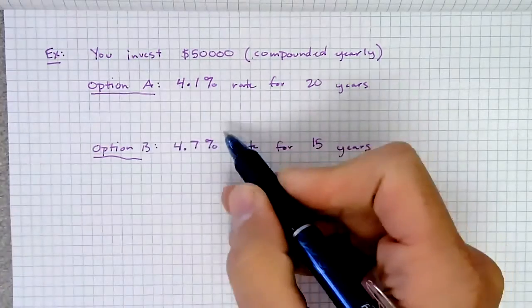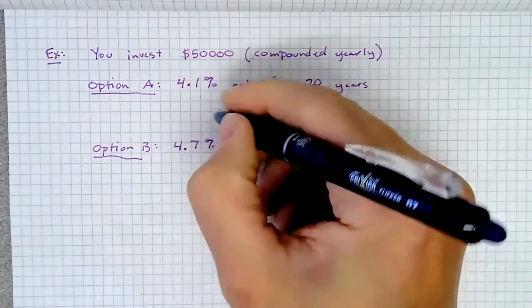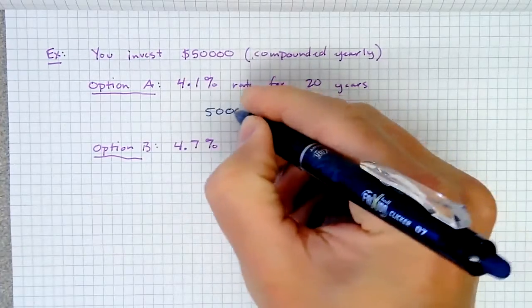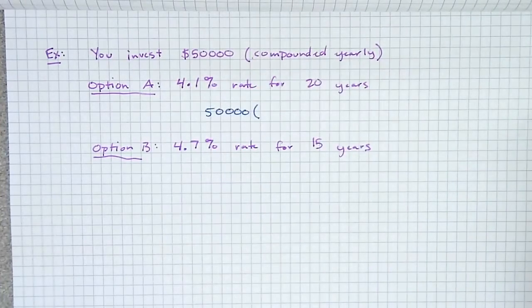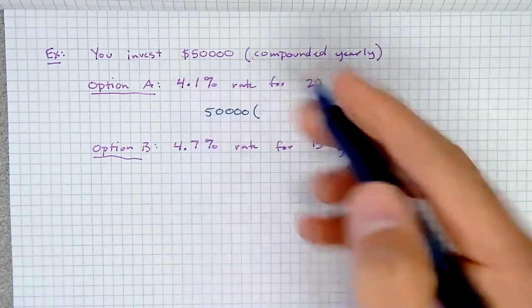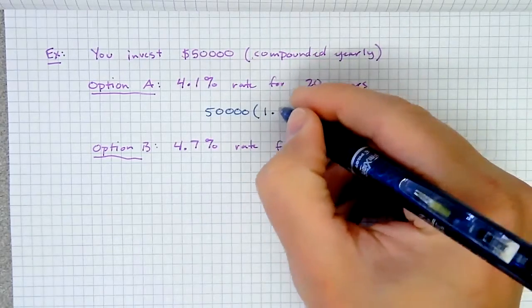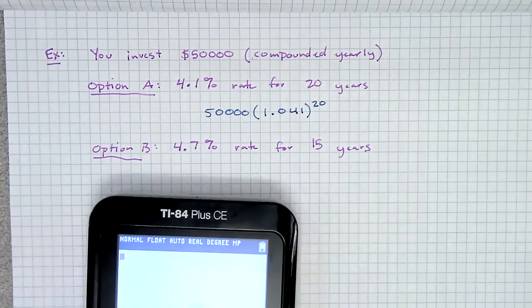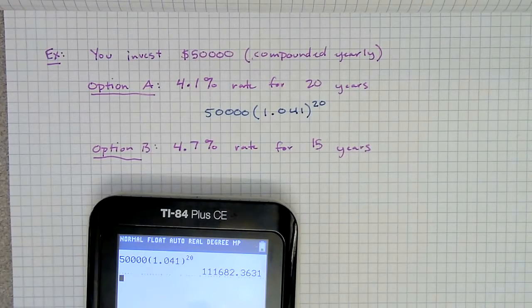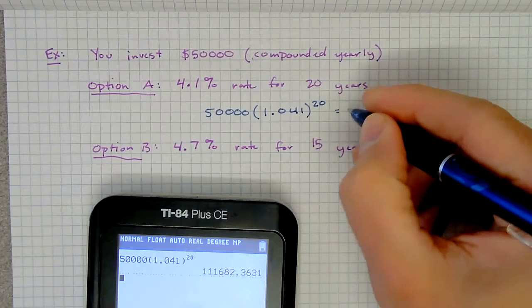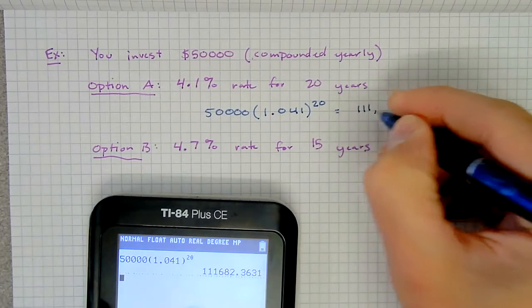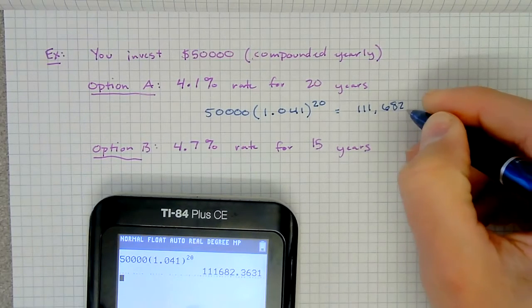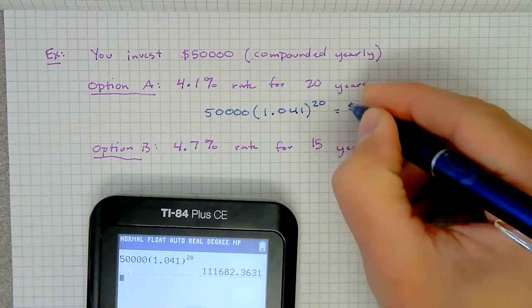All right, so on this first one, start with our $50,000, so that's our starting value. Okay, it's 1 plus our interest rate, so we got to move it to the left. So 1.041. We're raising it to the 20. Put that into the calculator. After 20 years, that 50,000 turns into $111,682.36.